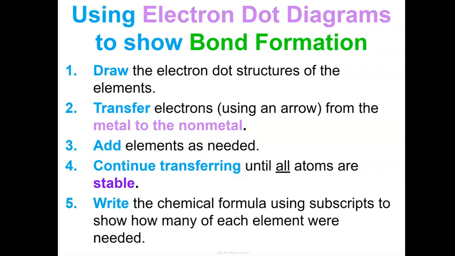So when we deal with ionic bonds, it's always a metal-nonmetal combination. Metals are always going to give, nonmetals are always going to take. You're going to add the elements as needed, and I'll show you that here shortly. And you're going to continue transferring until all atoms are stable. Then you want to write the chemical formula using subscripts to show how many of each element were needed.